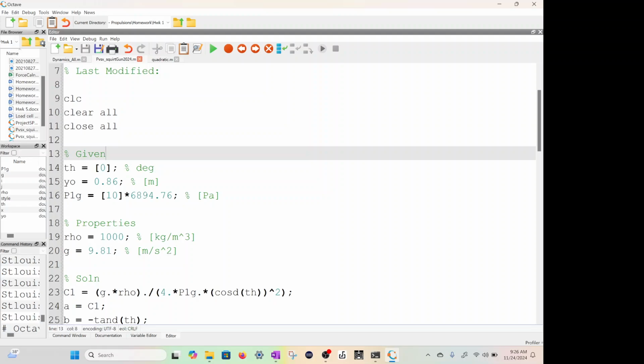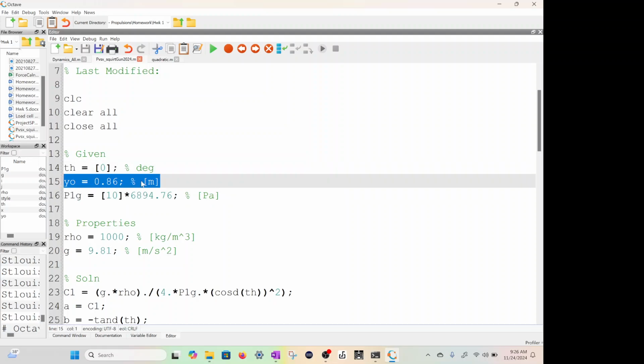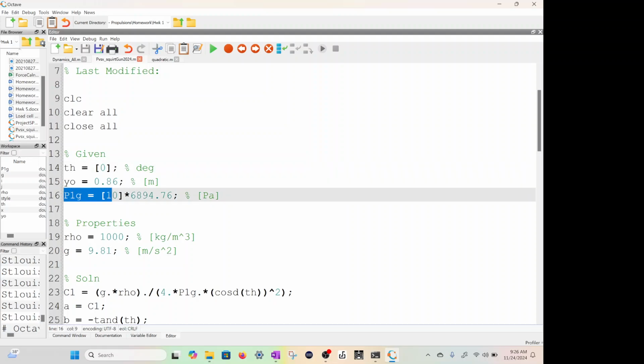And then I can work around how I can do this with loops, okay, with multiple thetas and multiple gauge pressures, okay? So theta is 0, boom. Why not? 0.86, and then I'm using 10 psi. I'm just converting that to Pascal, remember. Then I put properties, water properties, and gravity. So density of water, 1,000 kilograms per meter cubed. G is 9.81 meters per second squared.